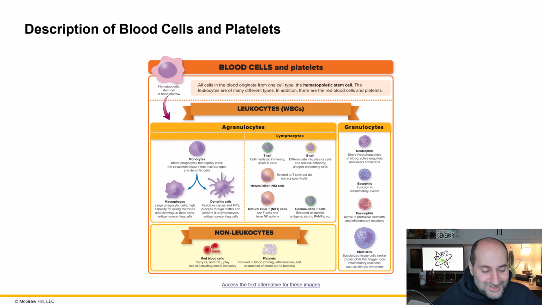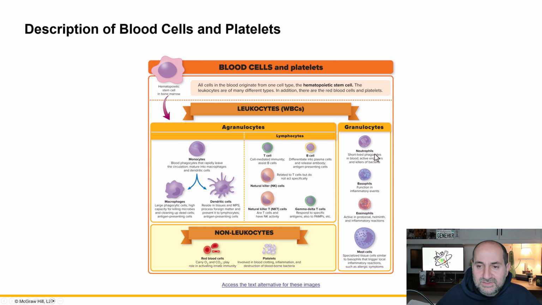Next, remember we talked about all the different types of blood. So you should know that the leukocytes means white blood cells, and you should know non-leukocytes include the red blood cells and the platelets. You should know a few things about each of these leukocytes as well. For example, I want you to know that there are 3 phagocytic white blood cells. There are the macrophages, there are the dendritic cells, and there are the neutrophils.